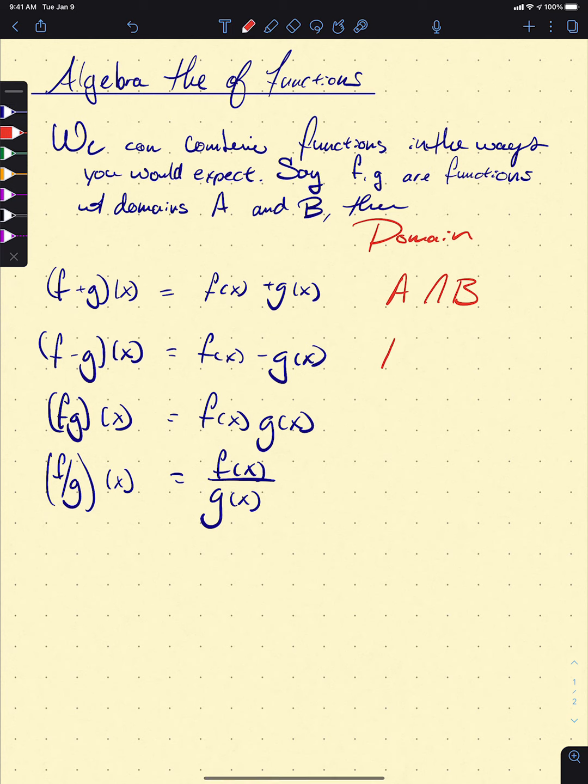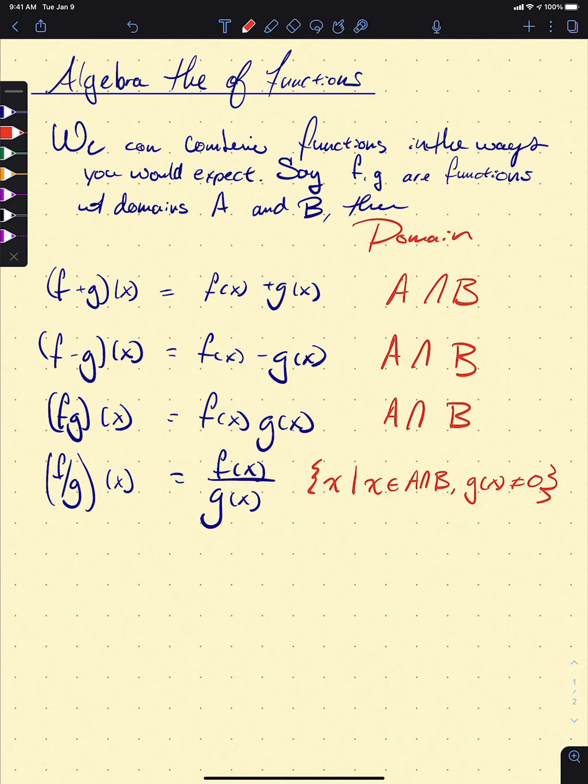Okay. Our domain tells a similar story for our first three, but our domain on this last one is a little bit more complicated. We do need this A intersect B, but we also need to worry about division by 0 here. So our domain is everywhere that both of those things hold. It's all of our x's, where x is in A intersect B, and g of x does not equal 0.